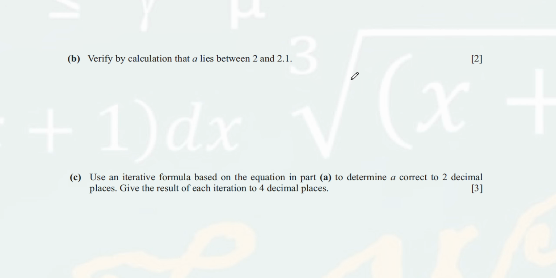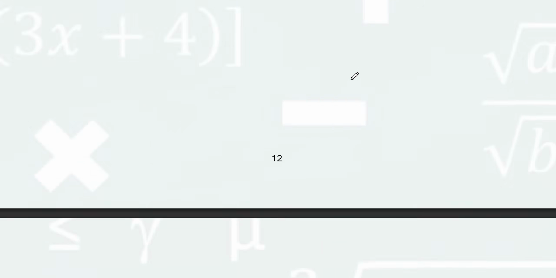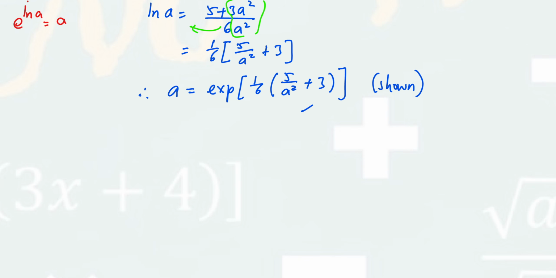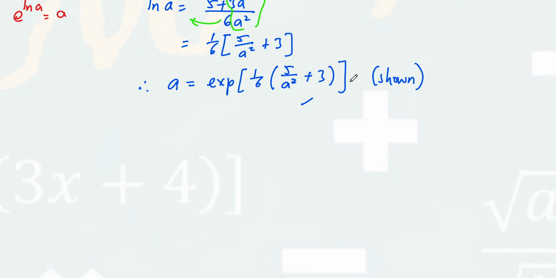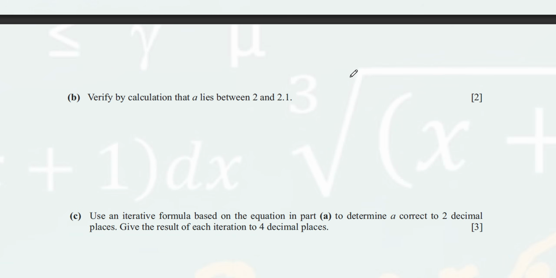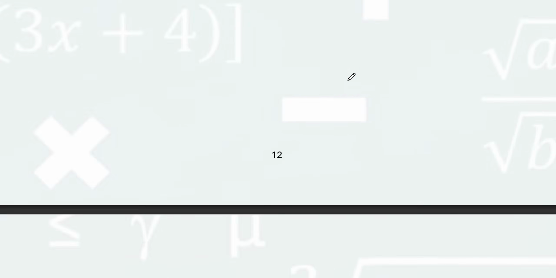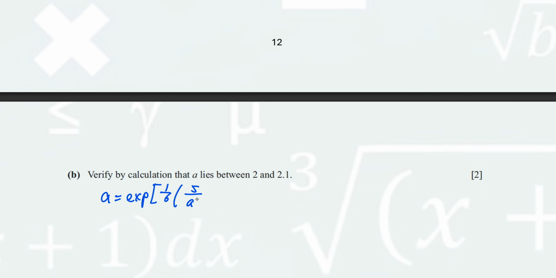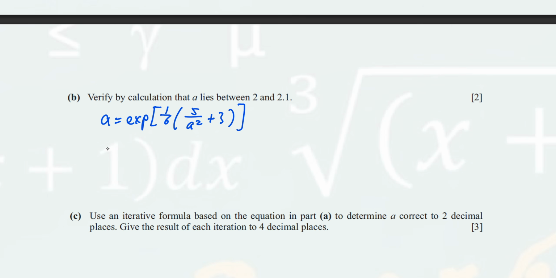Now part B, verify by calculation that a lies between 2 and 2.1. The a we get from here, then I will just show the location of a by using the sign change rule. So just now my a equals exponential of 1 over 6 times 5 over a squared plus 3. Now I will get the equation in terms of a, so I will move the whole right side to the left side. That means you will be getting a minus.